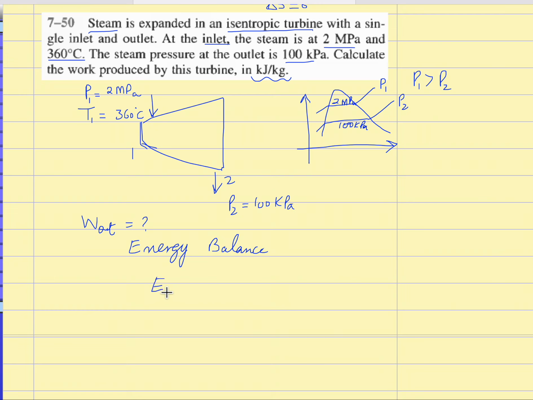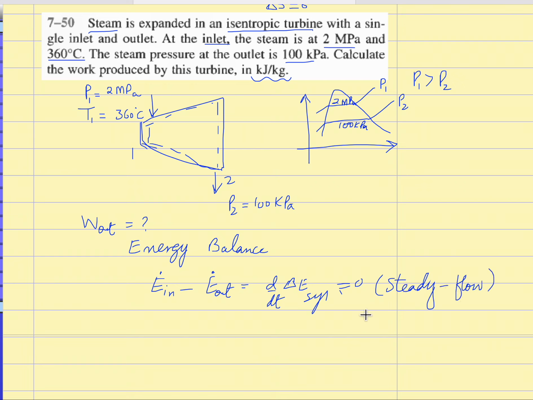So we start with E dot in minus E dot out equals the time rate of change of delta E of the system. So this is my system. This turbine is my system. This is the imaginary boundary, and this is equal to 0 for steady flow. This turbine is a steady flow case, so that's why the right hand side is 0. So we can apply this.